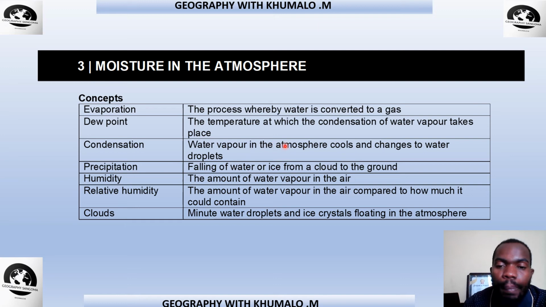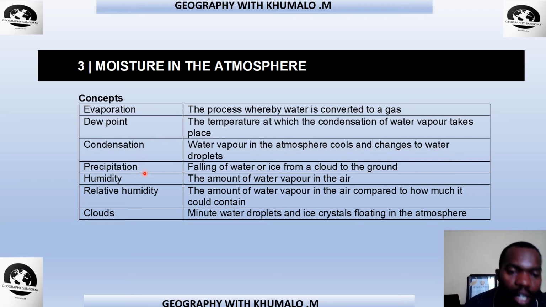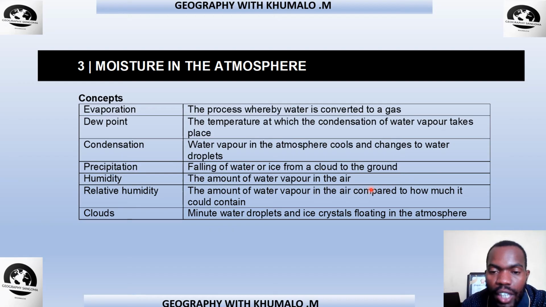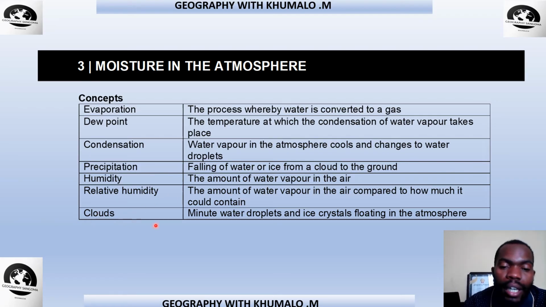Condensation, when water vapor in the atmosphere cools down and changes to water droplets, that is condensation. Precipitation, a falling of water or ice from a cloud to the ground. Then humidity has to do with moisture, the amount of water vapor in the air, okay, we can say in the air. Then relative humidity, we are looking at the amount of water vapor in the air compared to how much it can contain. Then we've got clouds, minute water droplets and ice crystals that are floating in the atmosphere.